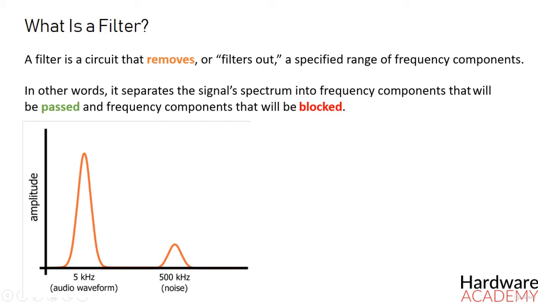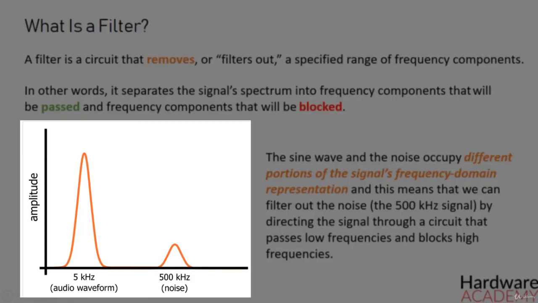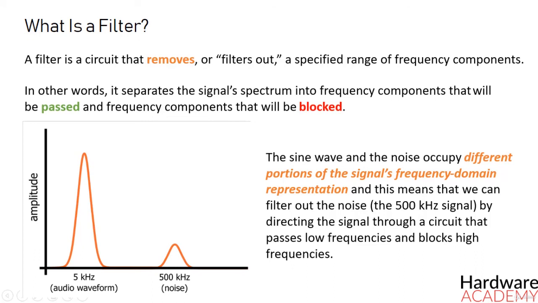this one signal. The sine wave and the noise occupy different portions of the signal's frequency domain representation as shown in this diagram, and this means that we can filter out the noise by directing the signal through a circuit that passes low frequencies and blocks high frequencies.